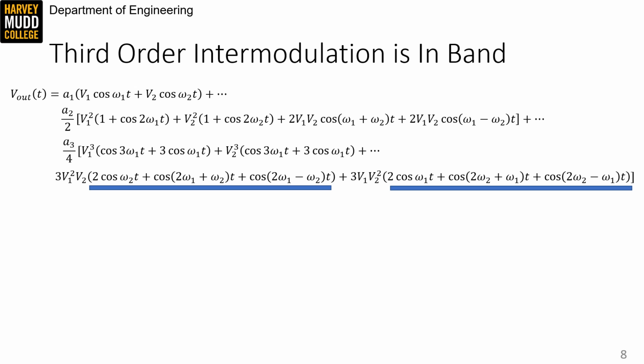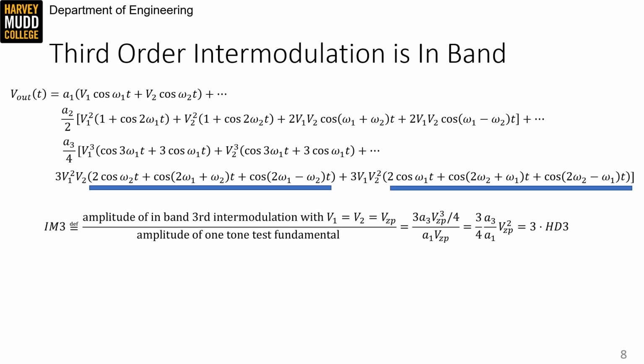However, the difference terms, the components at 2 omega 1 minus omega 2 and 2 omega 2 minus omega 1, fall very close to the fundamental frequencies, which makes them difficult to filter from your signal. These difference terms are often said to be in-band, referring to the range of frequencies your input signal occupies. We can define a metric for third order intermodulation by comparing the amplitude of the in-band intermodulation products with one fundamental tone. That results in a metric that is 3 times larger than HD3.